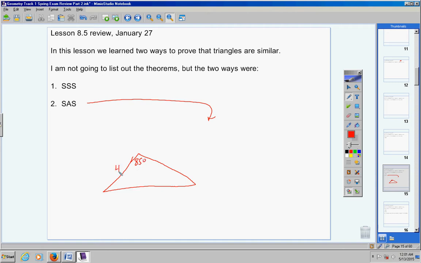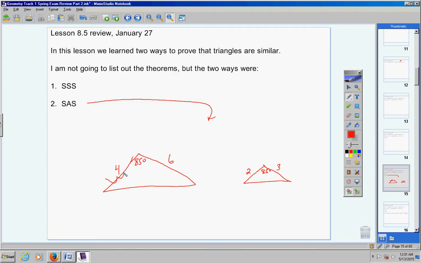This side here is 4, and this side here is 6, okay? Then we have a little bigger triangle over here. We'll go a little smaller triangle. Here's a little smaller triangle over here. We'll say this is 85 degrees right here, alright? And we'll call this 2, and we'll call this 3.